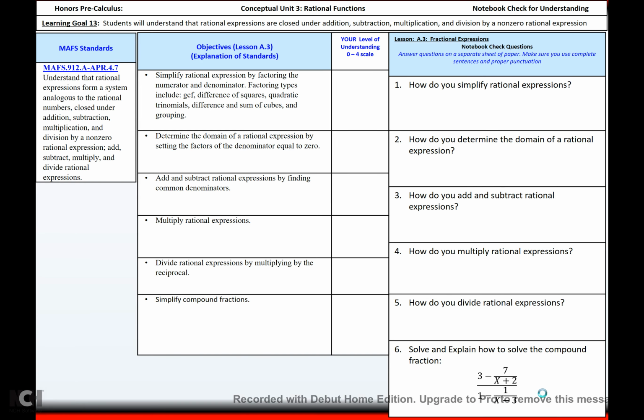Today we are going to be simplifying rational expressions. And to do that, we are going to have to factor until we cannot factor anymore. So part of this lesson is going to be a review of factoring techniques.